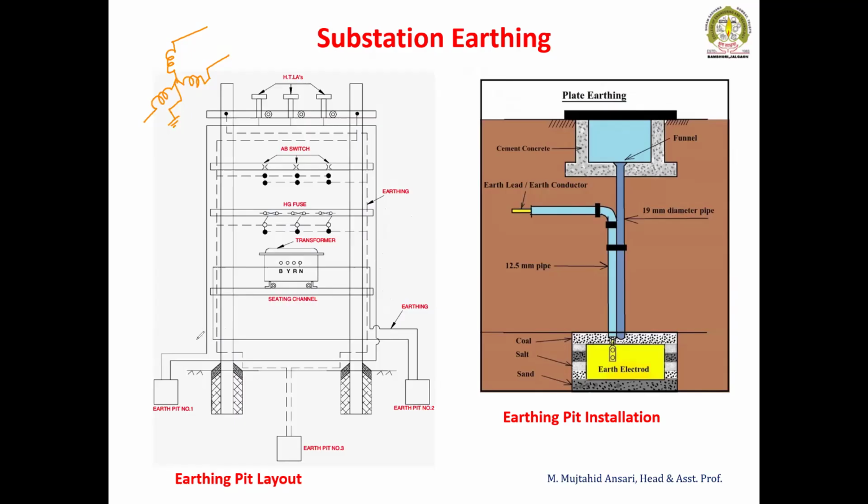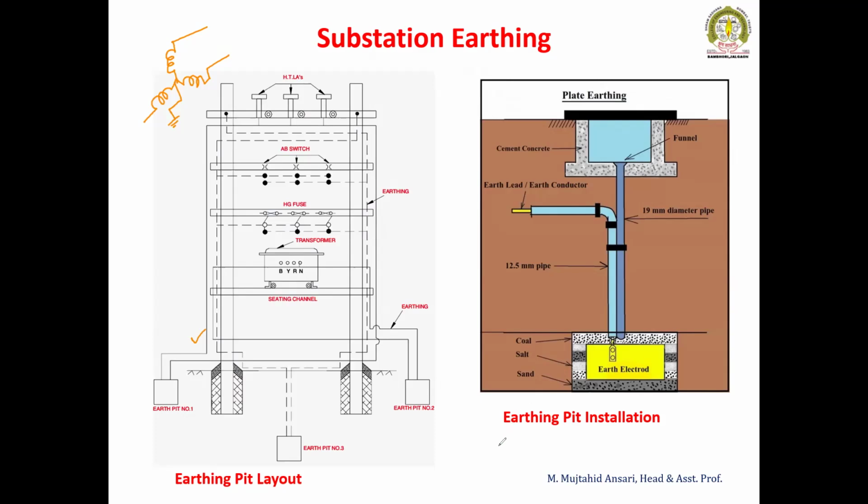For example, take a simple double pole structure, which we see in our colonies. It is a distribution transformer. The neutral of the transformer is connected to the ground. There should be two earths: two for the neutral, and two for the body earthing, that is, the non-current carrying metallic parts. Earthing is done with the help of copper, aluminum, or a CI plate.